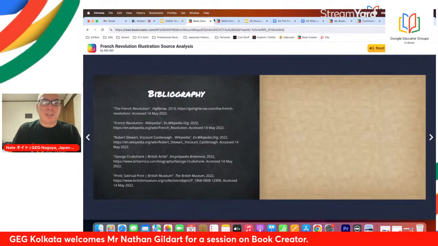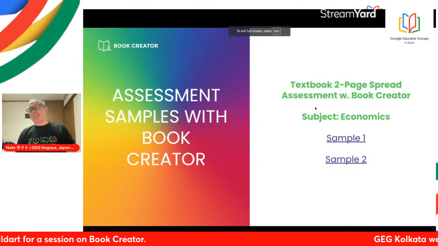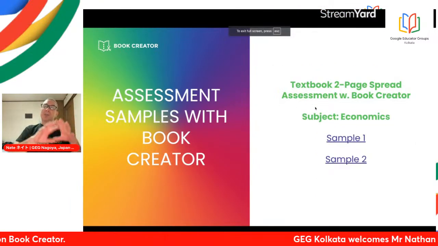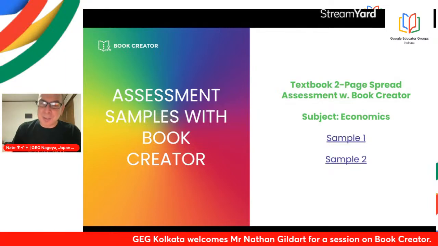And again, their bibliography, right? Their works cited. So now let's look at an economics example. So this is very different. That other one was doing a political cartoon illustration analysis, right? This one, that was in grade 9.